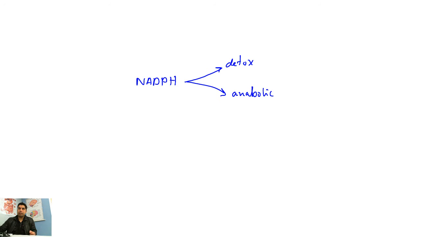Not catabolic. Anabolic means building larger molecules, those that require high energy. So that's the two purposes of NADPH.